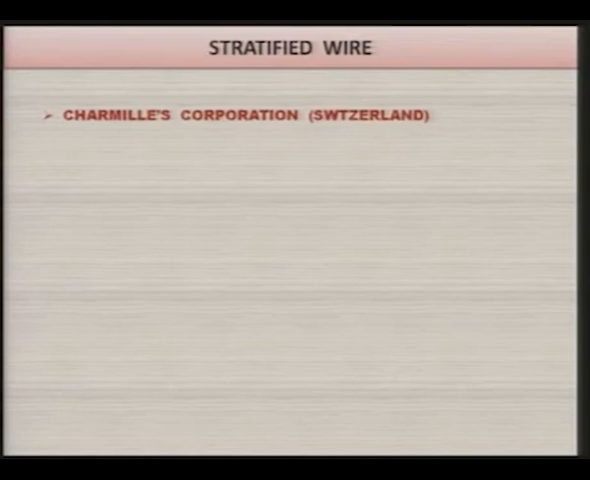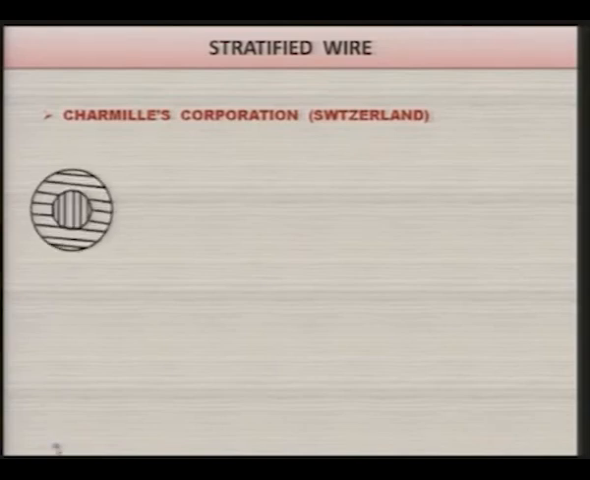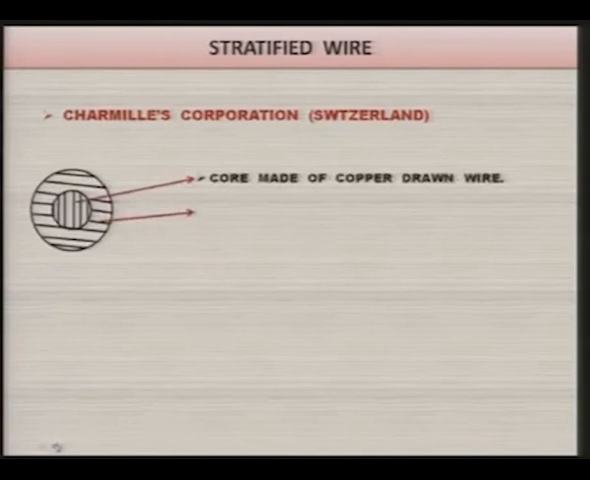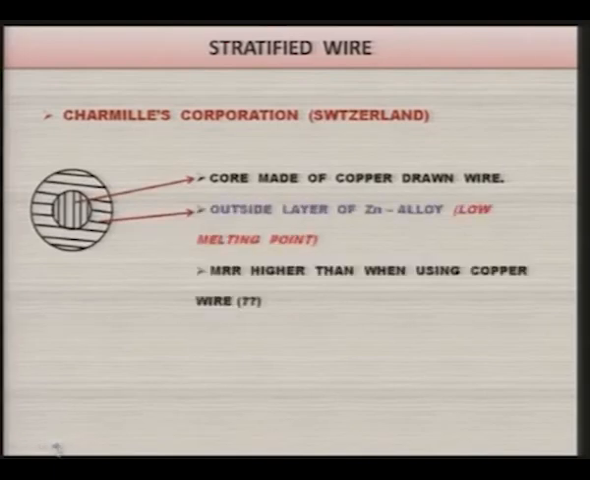As I mentioned a few minutes back, stratified wire was developed by Charmilles Corporation of Switzerland. Now, we can try to understand what this stratified wire is. Here on the left side is a schematic diagram of the stratified wire. The core of this wire, as you can see here, is made of copper drawn wire. The outside layer of this is made of zinc alloy.